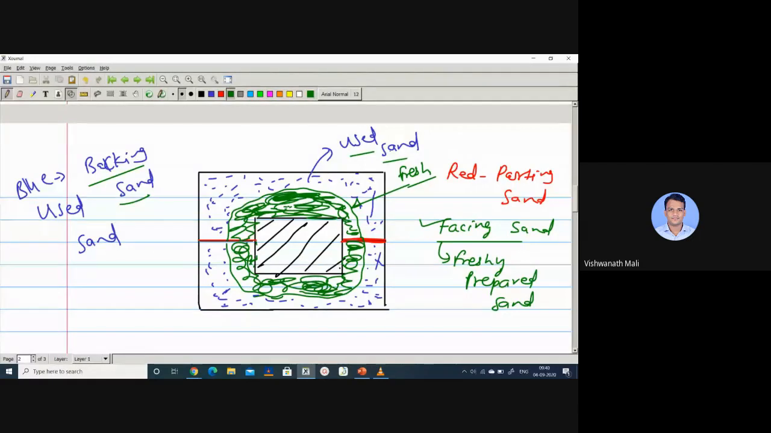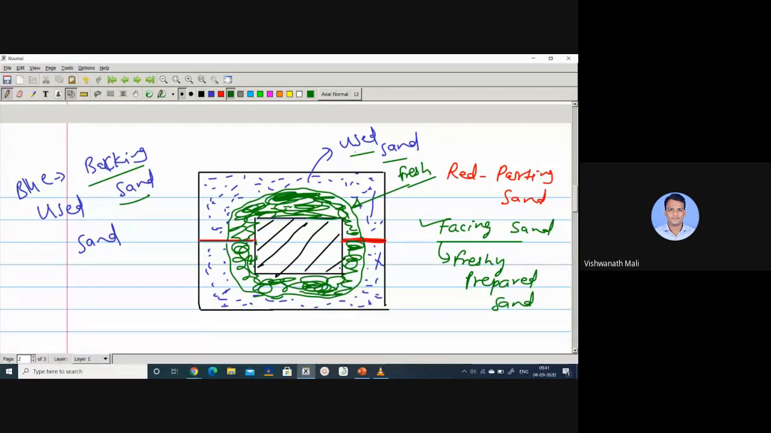Any doubt in this? Parting sand, facing sand, and backing sand. Any doubt in these three types of sand? Sir, backing sand was previously the green sand. Yes, then after we use. Yes. So to get a good quality casting product, every time we need to use fresh sand.